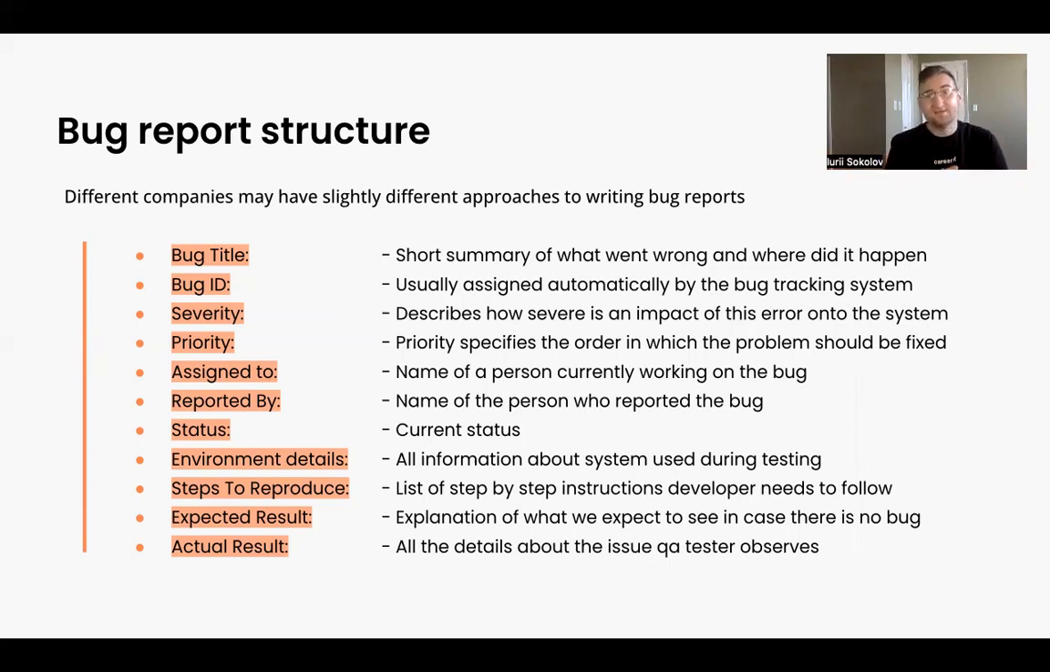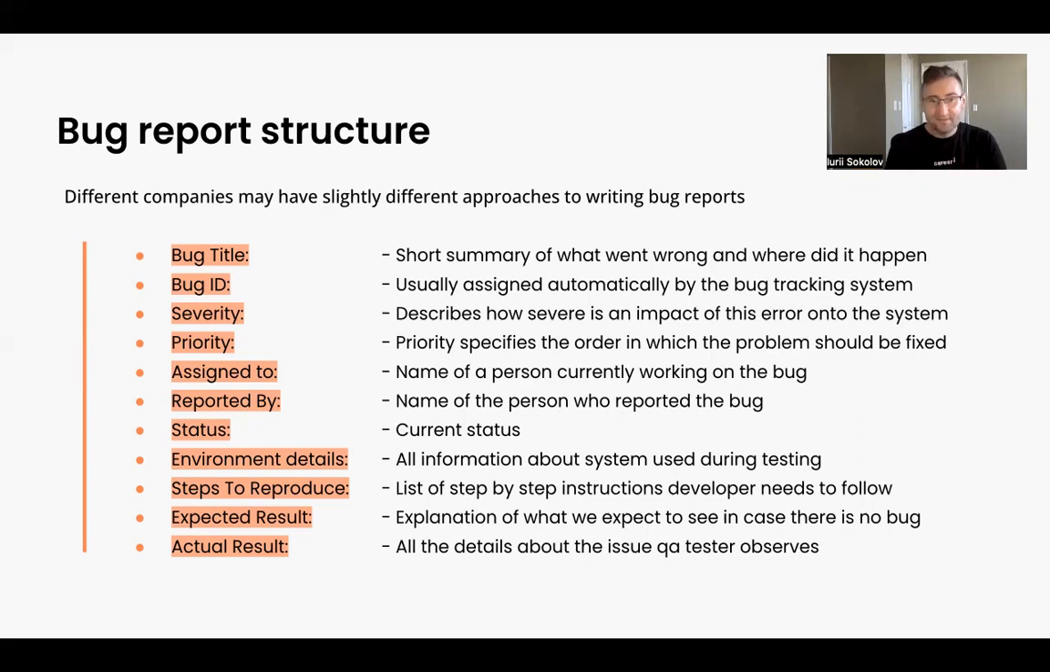So, bug title: it's a short summary of what went wrong and where it happened. It's called summary in Jira, but it is present pretty much in any other system out there. Bug ID: it's the locator, the identifier of a bug report. It is assigned automatically by the bug tracking system. In many bug tracking systems that I worked with, it was done automatically. You should not worry about it at all.